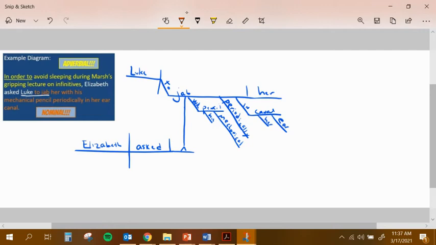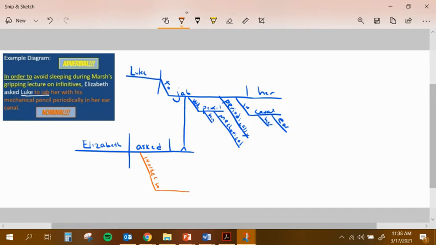If I tried putting to avoid underneath jab, I know it might sound like it makes sense because Luke is jabbing her. Why? To avoid falling asleep in my class or during this lecture. But that would make Luke the one who's avoiding falling asleep. I wanted to draw underneath the word asked because I want Elizabeth to be the subject of this infinitive. So I'm going to put it here, and I'm just going to go ahead. I'm going to do the in order to. If I have in order to, just treat it as all one big word. This is going to be a hot mess. Well, we'll do the best we can.